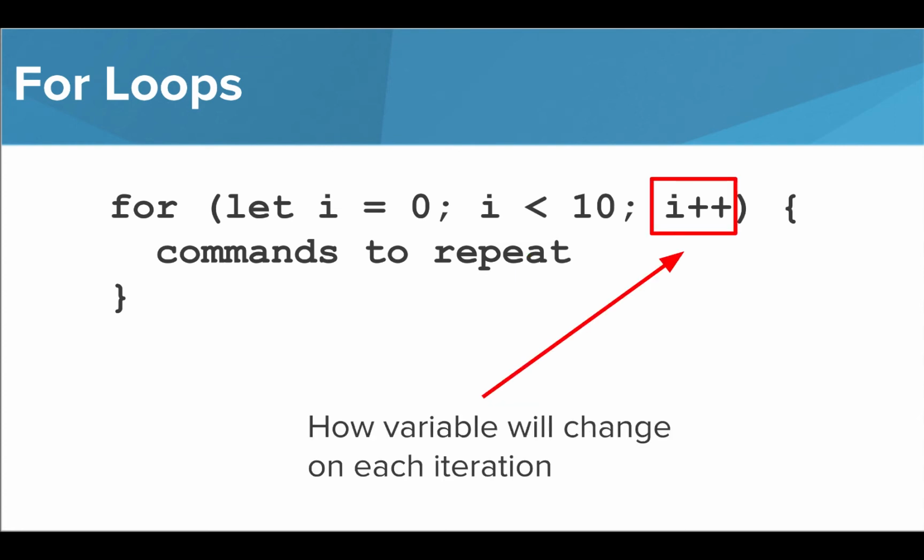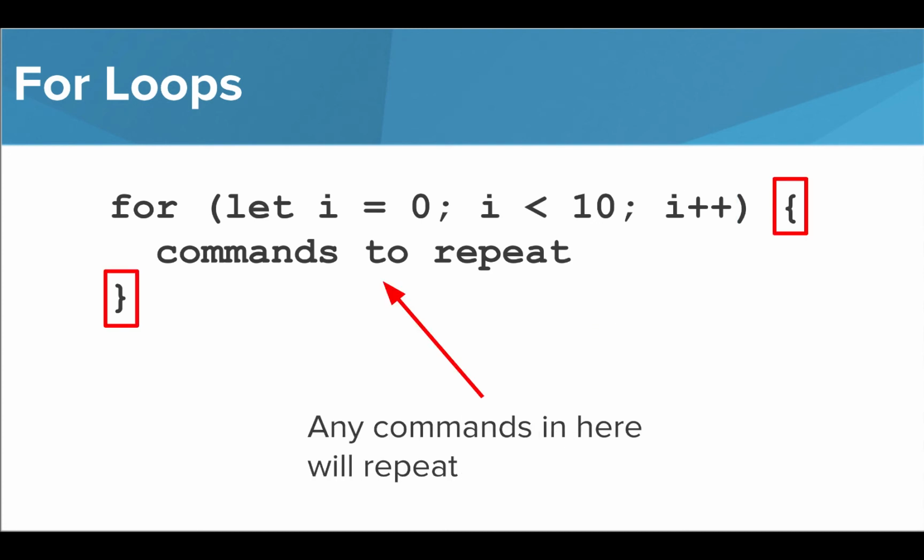Lastly, after another semicolon, we write how we want the value of i to be altered on each iteration. Here, we are adding 1 to the value of i each time, but we could write i += 2 to count by 2's, or i-- to subtract 1 on each iteration. Indented inside a set of curly braces, we write all the commands we want to repeat. Let's take a look at an example to make sure we understand.